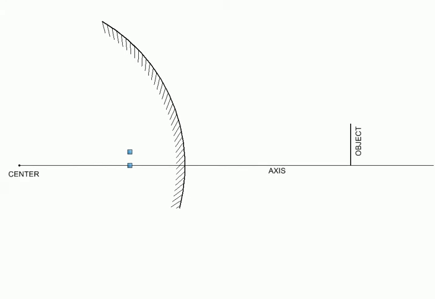Here we are going to study the image formation in case of a convex mirror. So here is a convex mirror given to us. We have taken its center and an arbitrary radial line coming from there. We will call this line the axis, and we have placed an object on the axis.